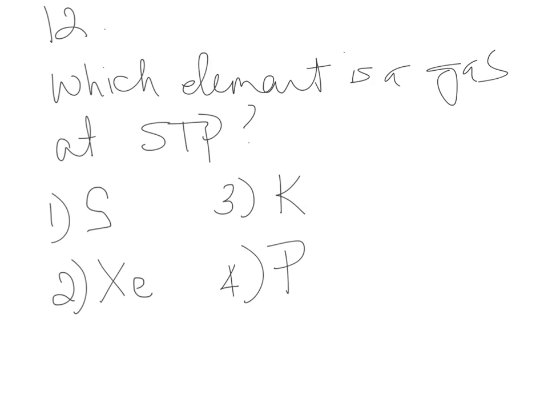Which element is a gas at STP? So we want to know which element here is a gas, okay? First of all, S is sulfur, so potentially maybe. K is a metal, so we know that can't be it. P is phosphorus, could be, maybe not. Xe is a noble gas, in group 18, so Xe has to be a gas. Maybe the others, but we know for sure Xe has to be a gas. So Xe here is the only possible answer.